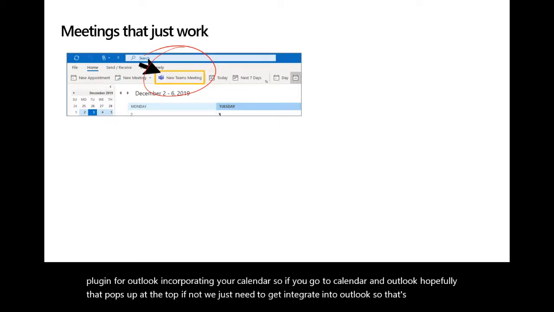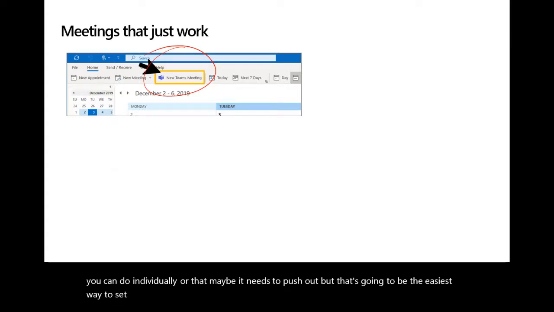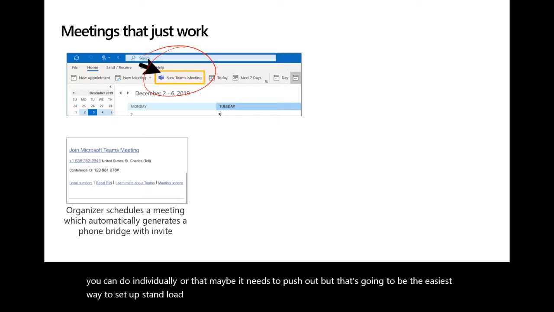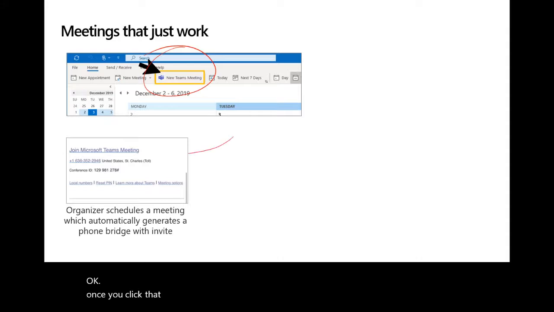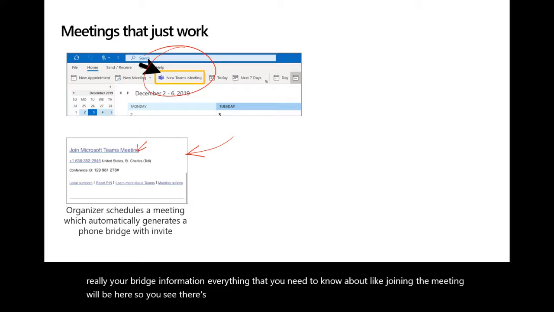But that's going to be the easiest way to set up standalone meetings through Outlook, is that new Teams meeting button there. Okay. Once you click that, you'll see that it'll open up a new calendar request with this bridge. So this is really your bridge information. Everything that you need to know about joining the meeting will be here. So you see there's this link, right here. That's the actual link to just click and it runs and spins up.